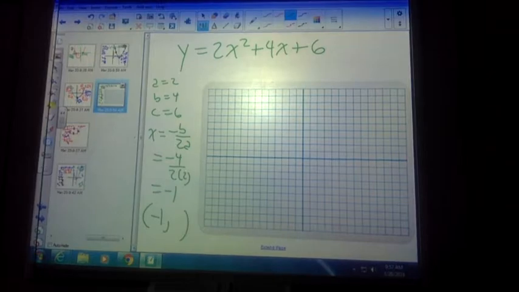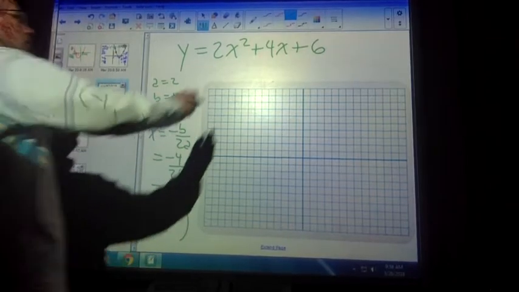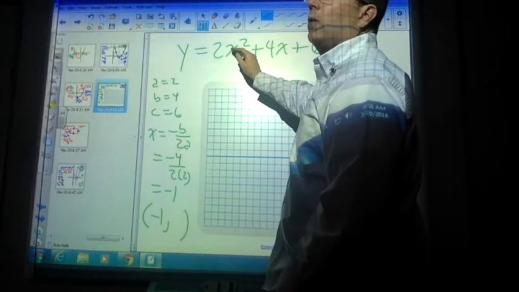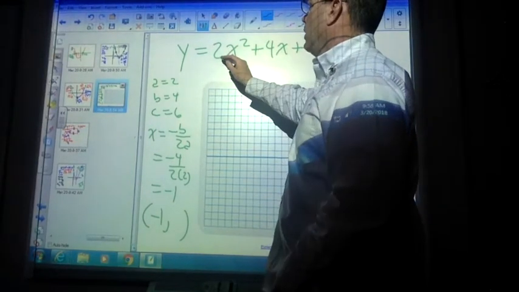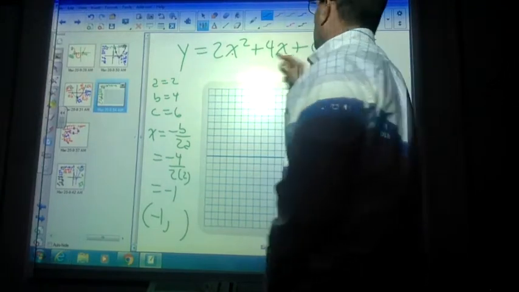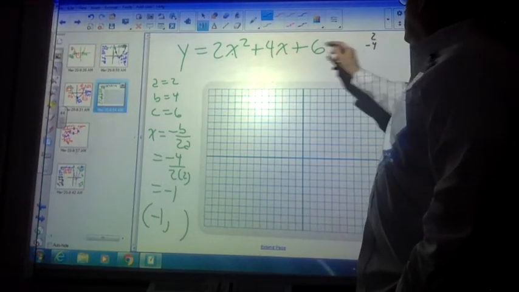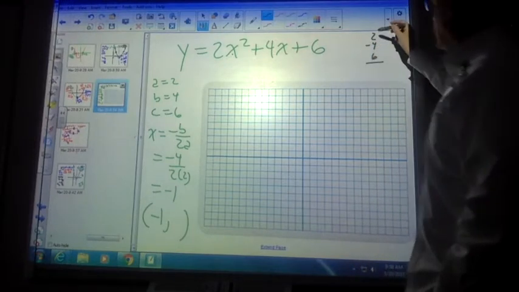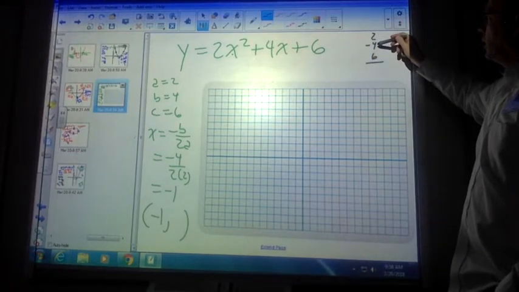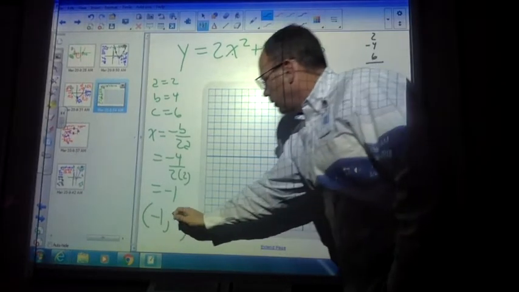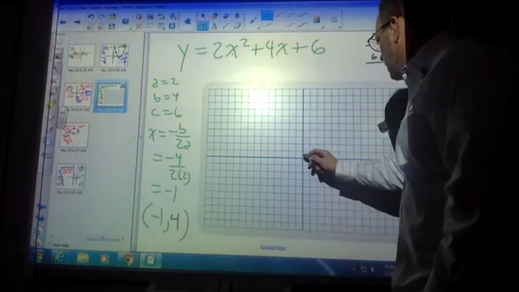Right? So let's do a little bit of math. Let's figure out the y component. If I plug negative 1 in right there, that's negative 1 squared, which is 1. 1 times 2 is 2, okay? All right, 4 times negative 1, negative 4, and 6. If I add those together, that's 4. So the vertex is negative 1, 4.